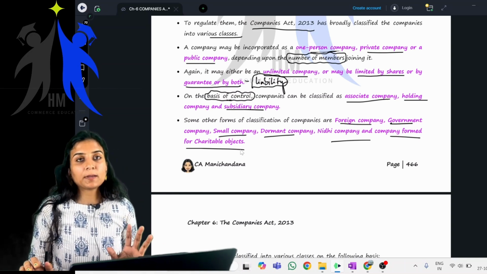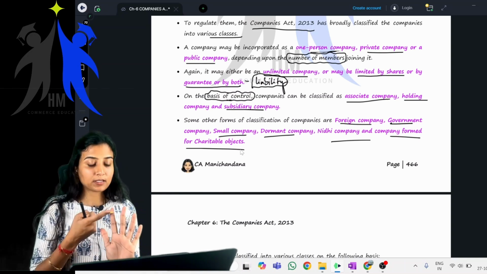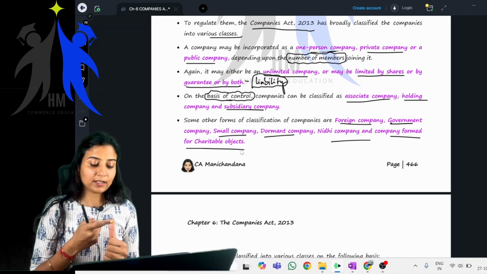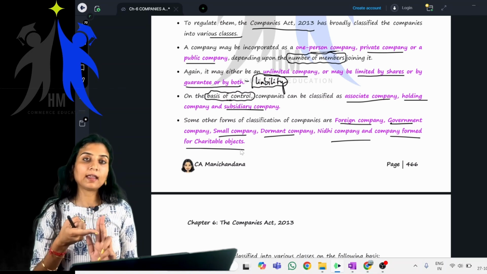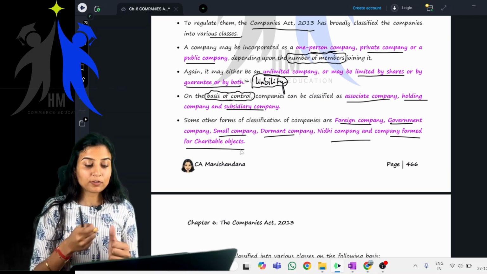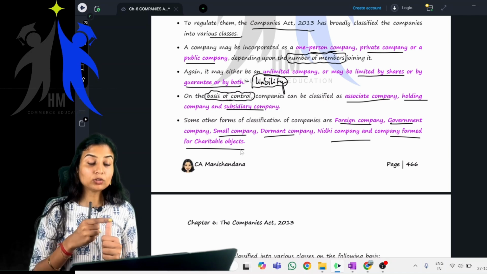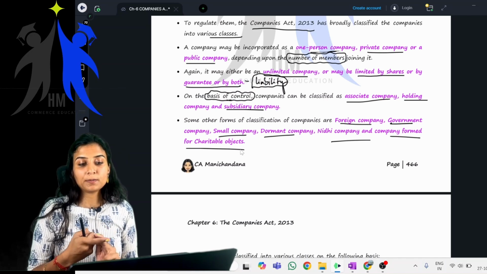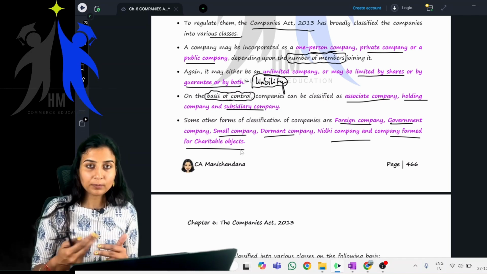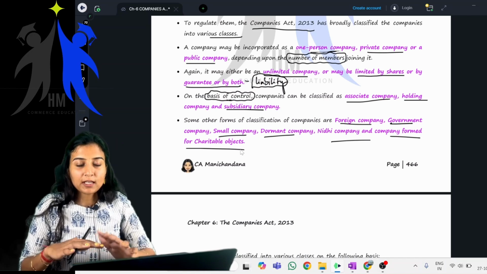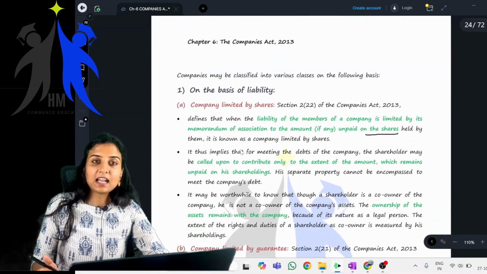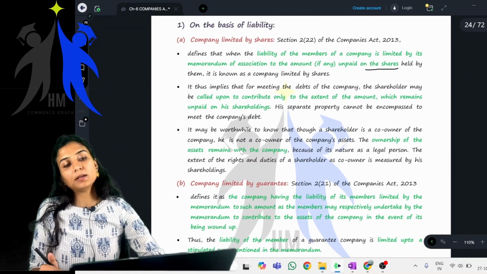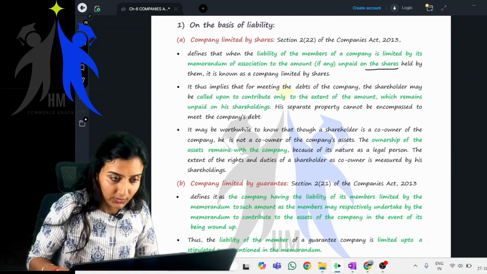On the basis of number of members, companies are classified into one-person company, private company, and public company. On the basis of liability, companies are classified into company limited by shares, company limited by guarantee, and unlimited company. On the basis of control, the companies are classified into holding company, subsidiary company, and associate company. The other forms of companies are foreign company, government company, nidhi company, dormant company, small company, companies formed for charitable objects, etc. Let's start with the first, on the basis of liability, that is company limited by shares.